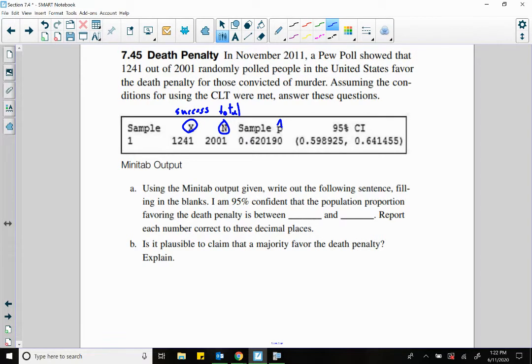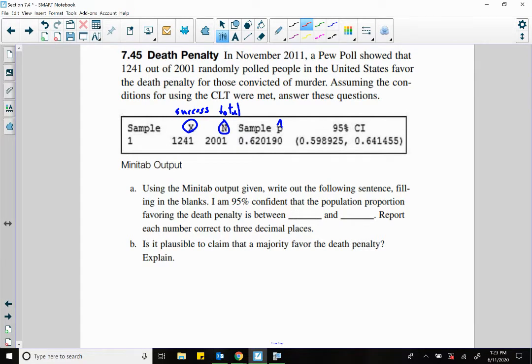Down here it says, using the Minitab output, write out the following sentence. Fill in the blanks. I am 95% confident that the population proportion favoring the death penalty is between blank and blank. Report each number correct to 3 decimal places. They just want this information up here. Sometimes they will ask for it as decimals, which I assume is what they're doing. Sometimes it might ask for percentages, because remember, that's what this is all about, a population proportion. It's a percentage.